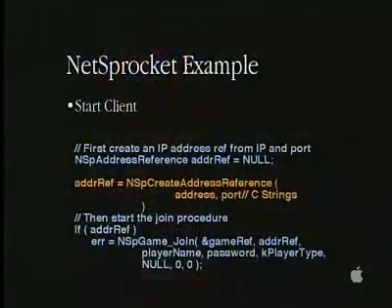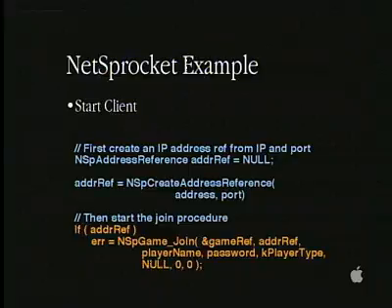So, to start up a client, all you have to do to get the basic point started is to tell it the IP address and port, assuming that you're talking to IP. And those are C strings that you pass in. And then you're going to start the join process. And again, you're going to pass it the game reference, the address reference you just created, the player name and password. And again, the password should match what the server is expecting.